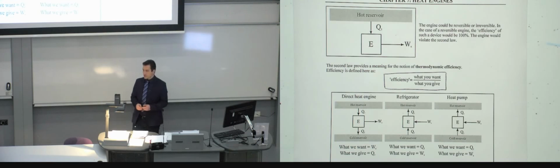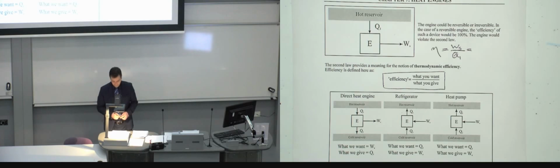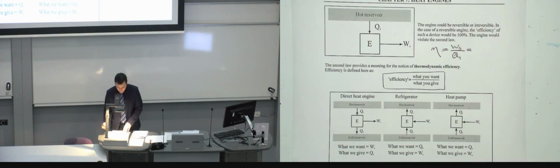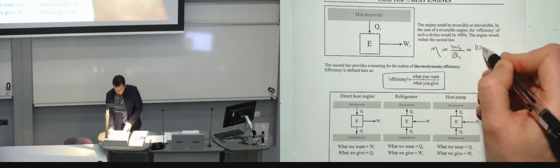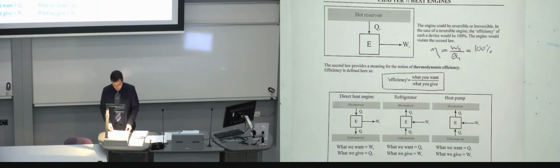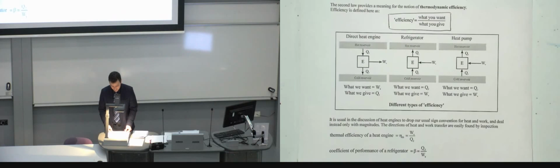Why? Because the efficiency in this case is Ws divided by Q1. Ws is what you want, and Q1 is what you give. And based on the first law, these are equal to each other, therefore this is 100%. But we know that that's not going to be possible based on the second law, and therefore this doesn't really exist. Now let's look at the things which exist.